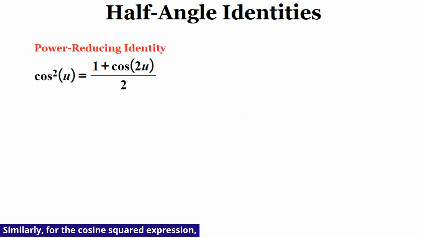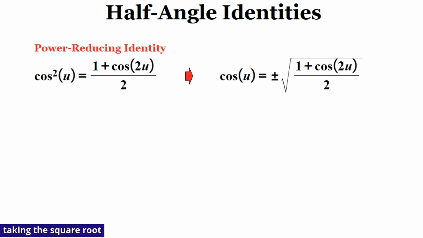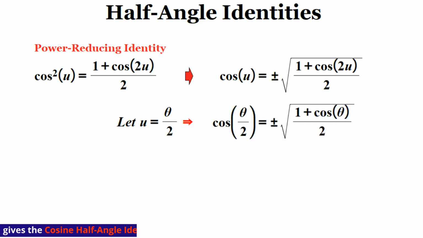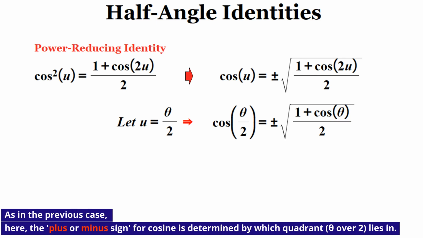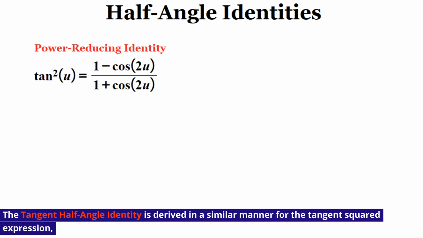Similarly, for the cosine squared expression, taking the square root and substituting u as theta over 2 gives the cosine half-angle identity. As in the previous case, here, the plus or minus sign for cosine is determined by which quadrant theta over 2 lies in. The tangent half-angle identity is derived in a similar manner for the tangent squared expression.